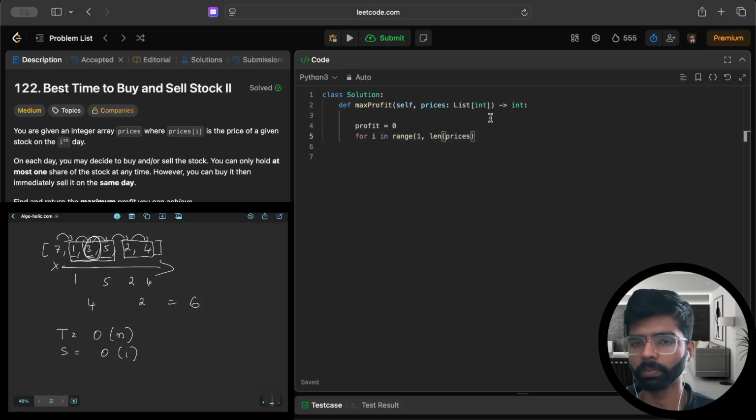Sorry, this is length. Now, instead of comparing the next value to the current value, we're comparing the previous value to the current value. So prices of i is more than prices of i minus 1.